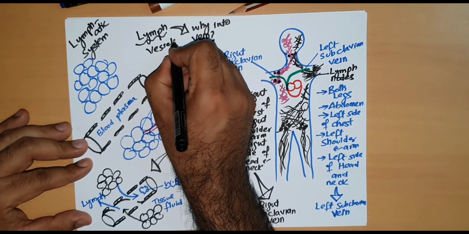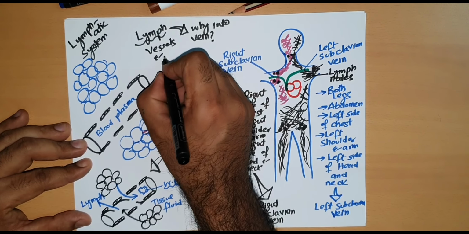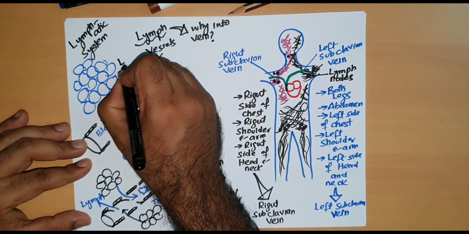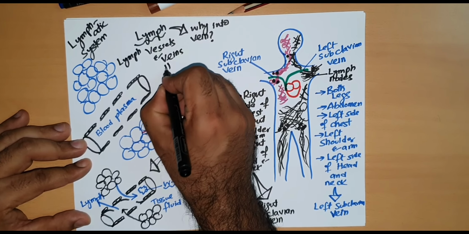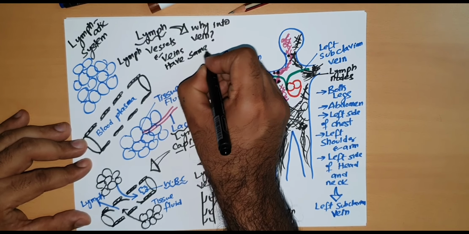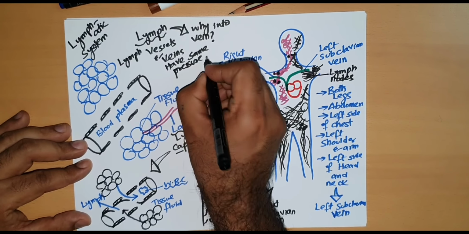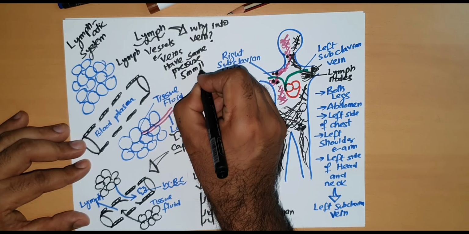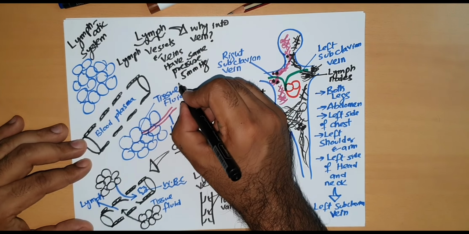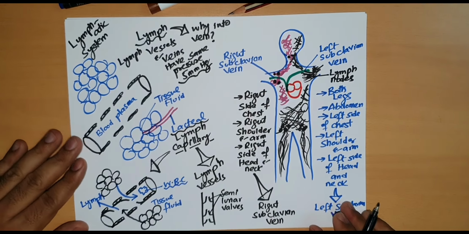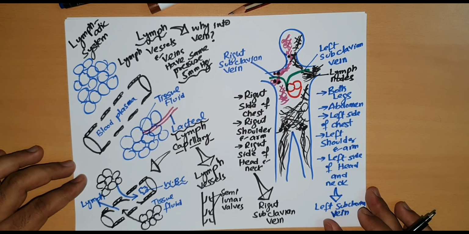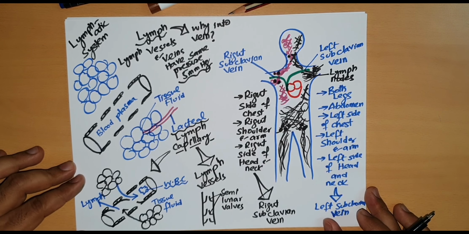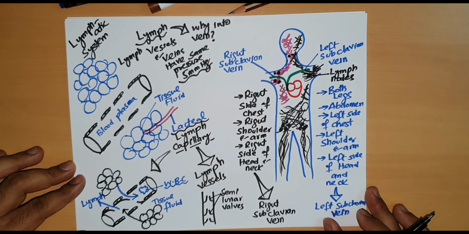Lymph vessels and veins have the same pressure, which is 5 millimeters of mercury. As they have the same pressure, that is why the lymph is poured into the veins, so that the lymph becomes part of the blood and becomes blood plasma. So this is all we need to know about the lymphatic system and the tissue fluid. Thank you very much.